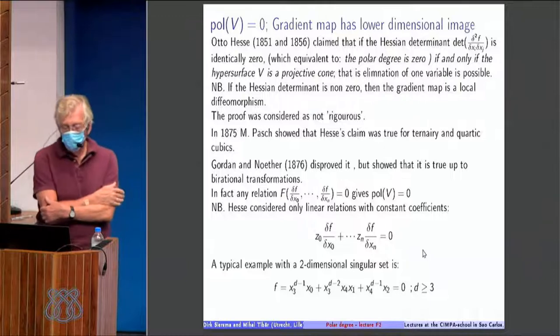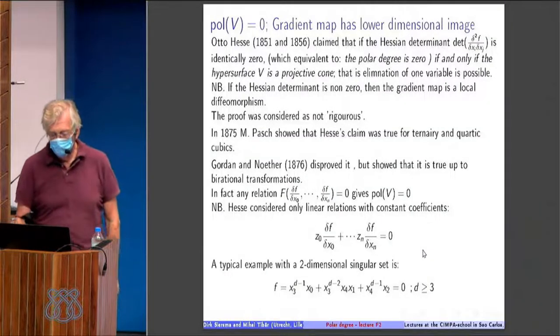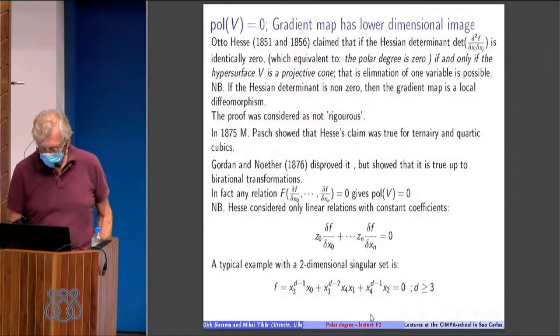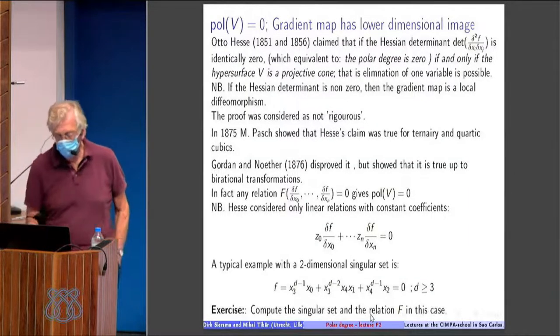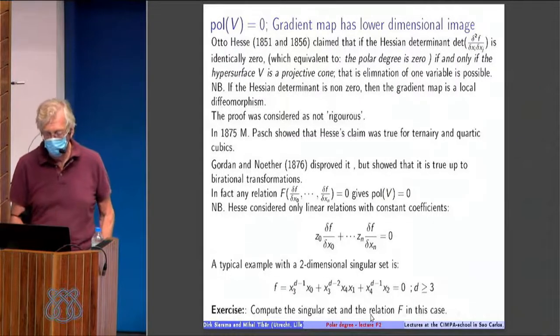And a famous example, which you also find in the paper of Junu, is a two-dimensional singular set in x0 up to x4. And this has all a degree equal to zero. It has all the variables and cannot fit in fewer variables. And I think it's a good exercise, also in stratification, to study this example from that point of view.